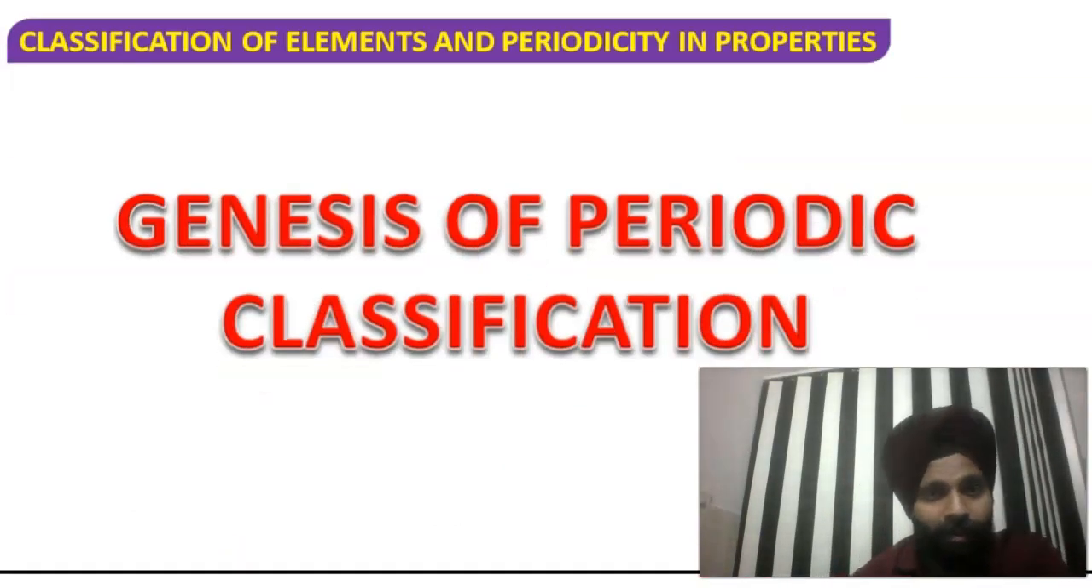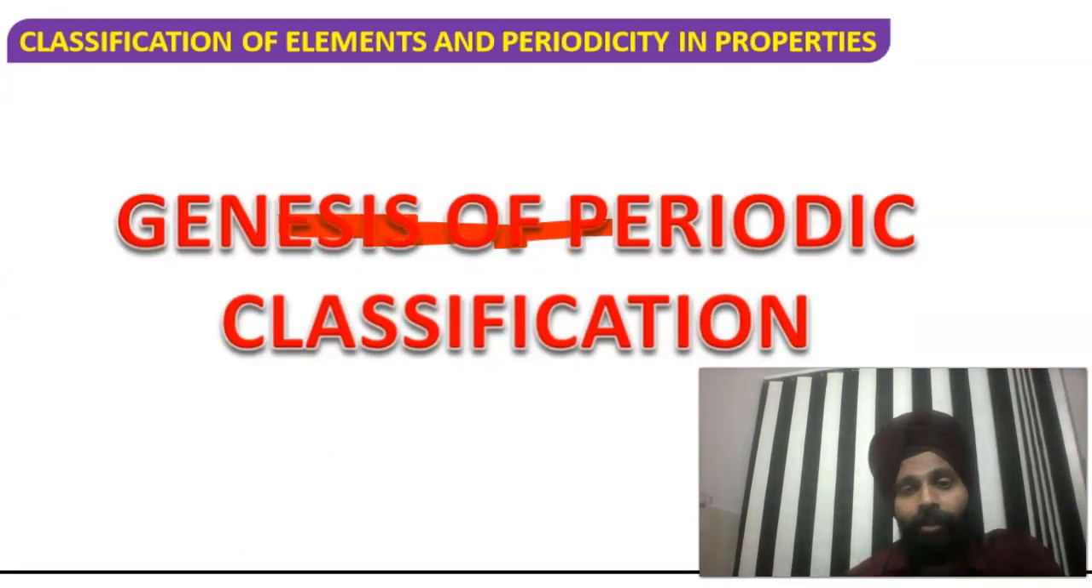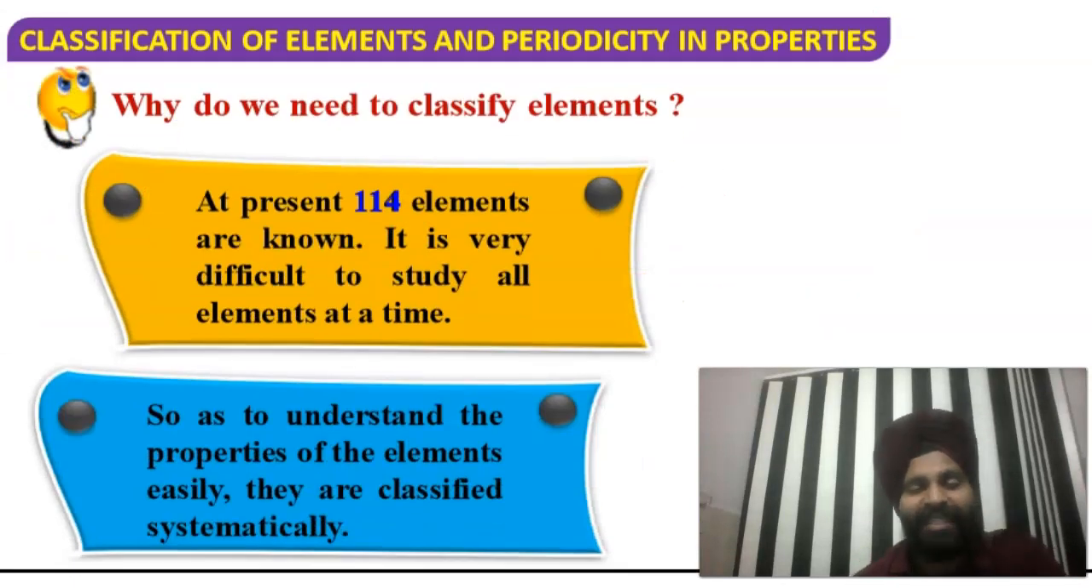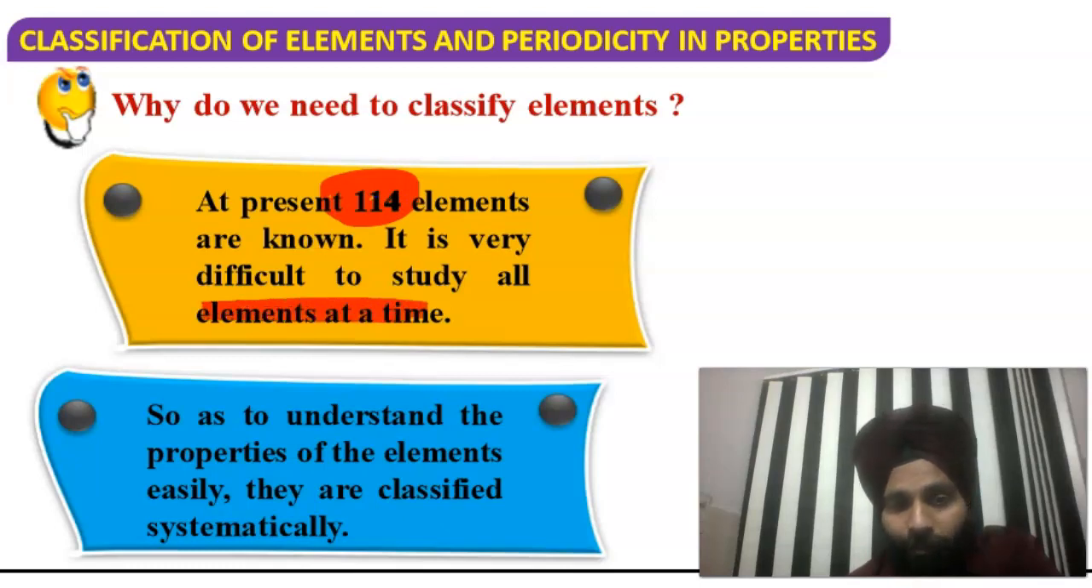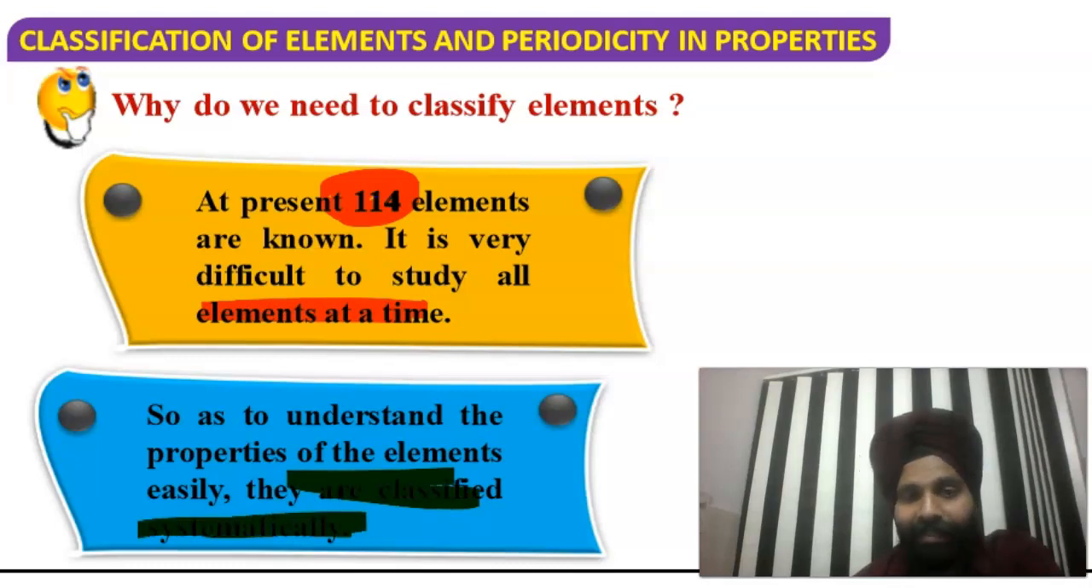Now start the class. Start from where? Genesis of periodic classification. What does it mean? It means how it started from various scientists and so on, so we can easily understand the properties. I will repeat again, at present there are 114 elements. It is very difficult to study all elements at a single point, so to understand this, we have to classify the table systematically.